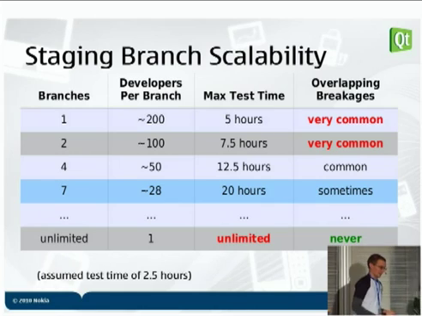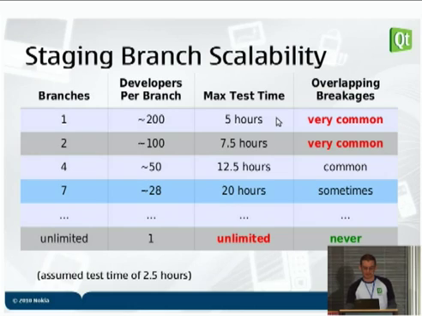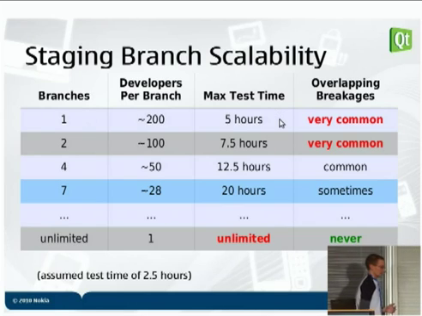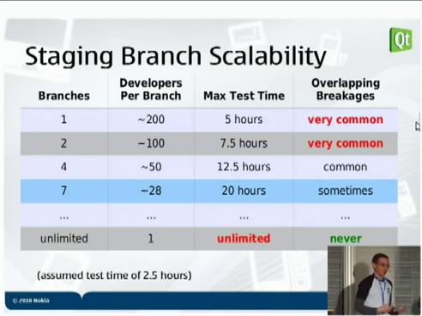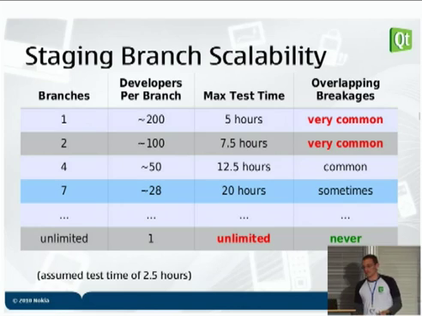It means that if you do your changes in the morning, then you're guaranteed that you'll get a pass or failure report within the same working day. However, because we have 200 developers per branch, we are very likely to have overlapping breakages. So different developers introducing different regressions. By the time you fixed one, someone else has already introduced another one. The whole system is bogged down.